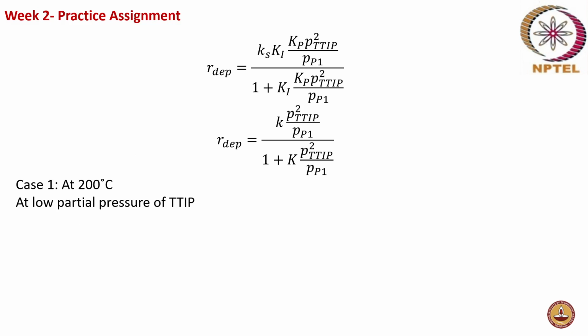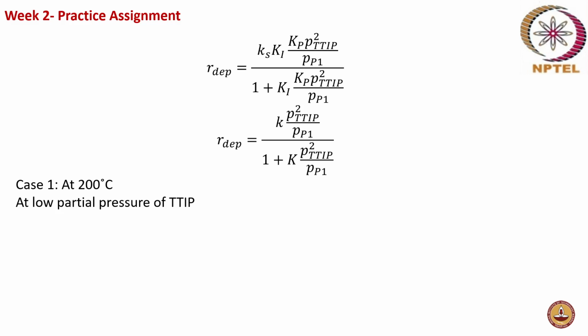What modification can you make to this expression? If I set the partial pressure of TTIP to 0, will you get a second order expression? It will become 0, ma'am. So how do I take this expression? We think the partial pressure of product one is much higher, ma'am.